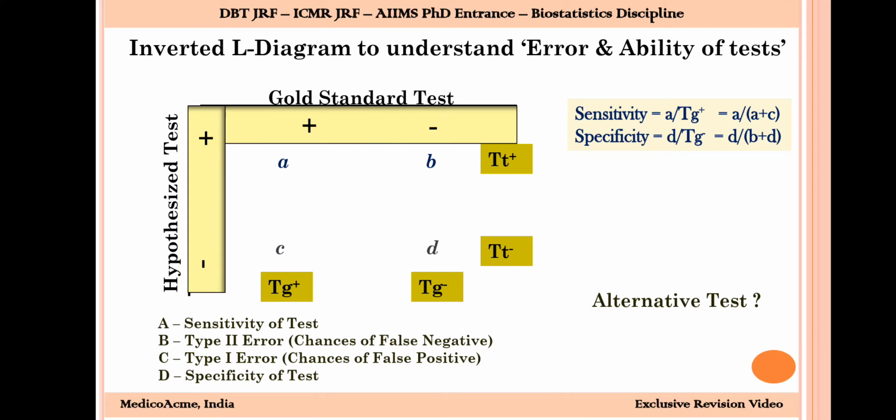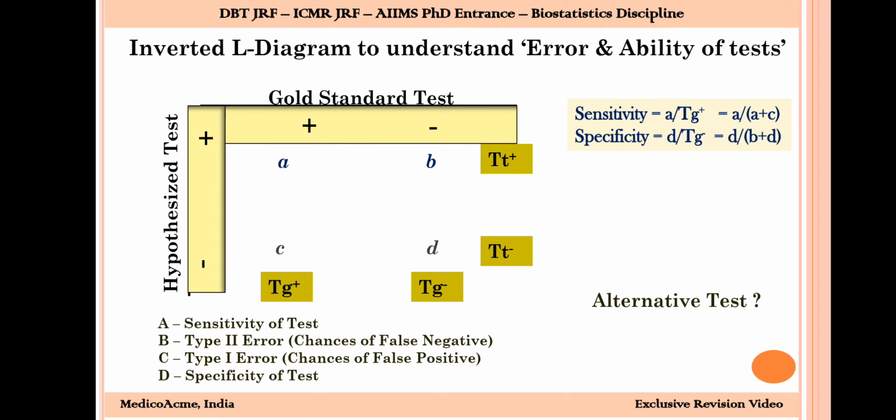Okay guys, so in the x-axis there is the gold standard test, meaning the test which is very adequate and very proper. You can say gold means type 1 and type 2 error were 0. And this is the hypothesized test, which is the test you are going to do in the lab, or the experiment which you are doing. So A, B, C and D, these are the values of the data.